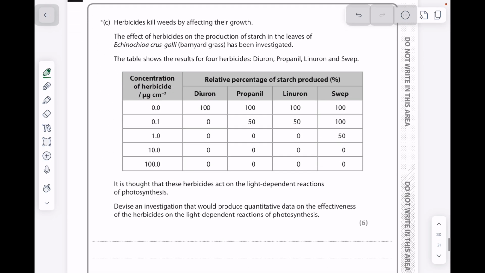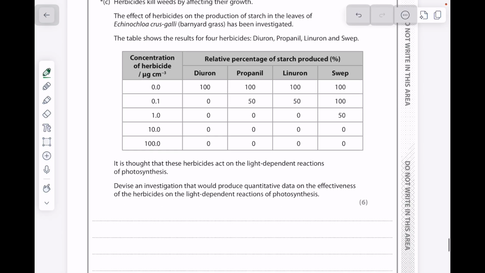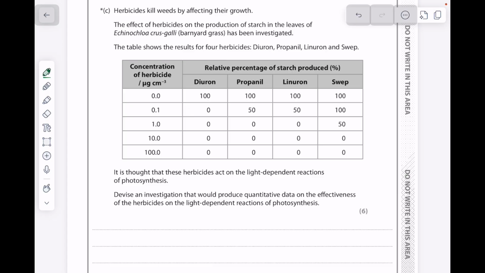All right. Herbicides kill weeds by affecting their growth. The effect of herbicides on the production of starch in the leaves of Echinochloa crus-galli.